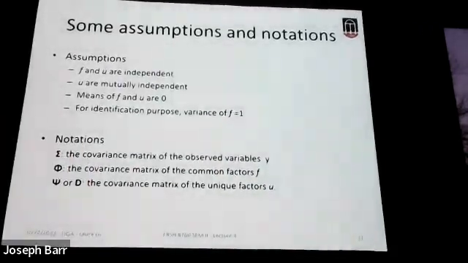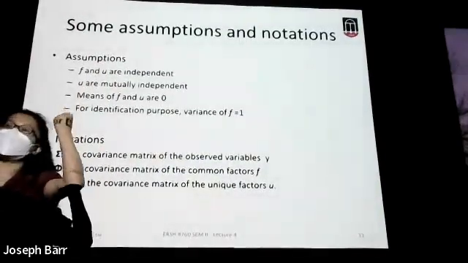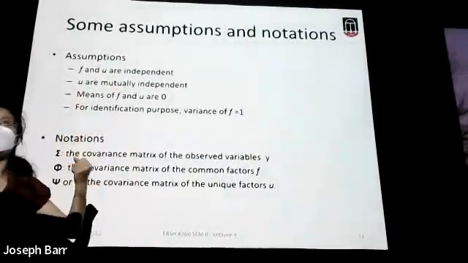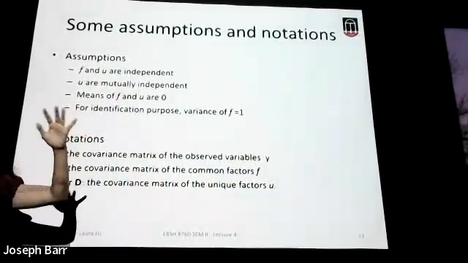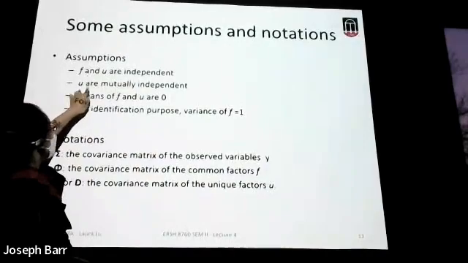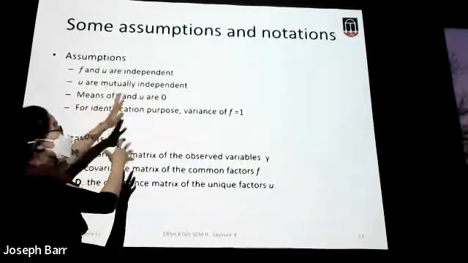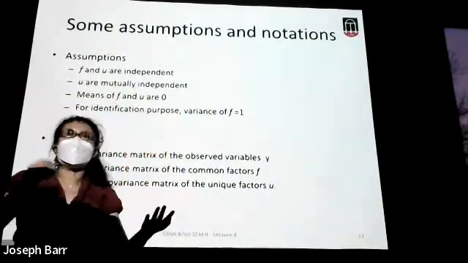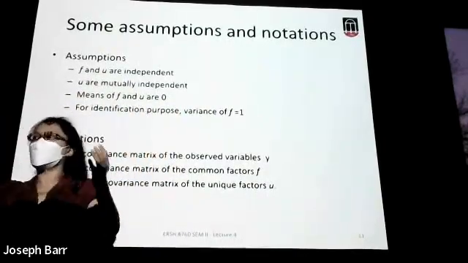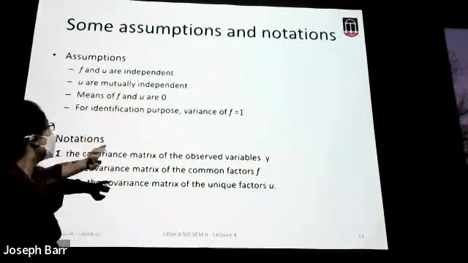What should we assume? F and U are independent. F means the common factors, and U is the unique factors. We assume these two are independent; there's no association among them. The U's are mutually independent. These are unique factors: U for variable 1, U for variable 2, U for variable 3 are mutually independent.